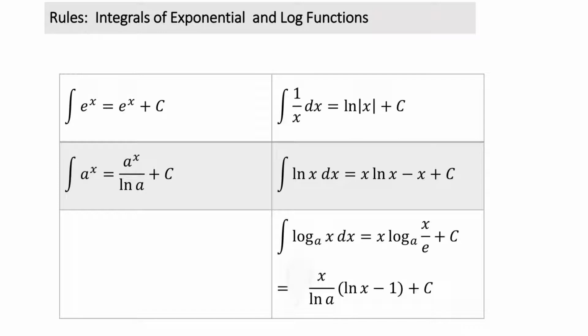Now, sometimes you'll see it written like this in a table of rules. Sometimes you'll see it like this, and there are other ways this rule is written in tables, but they are equivalent ways. If you were to take the derivative of the right side of any of these rules, you would verify the rule by landing back with the integrand. Okay, so this is the table of rules we're going to work with in section 5.6.